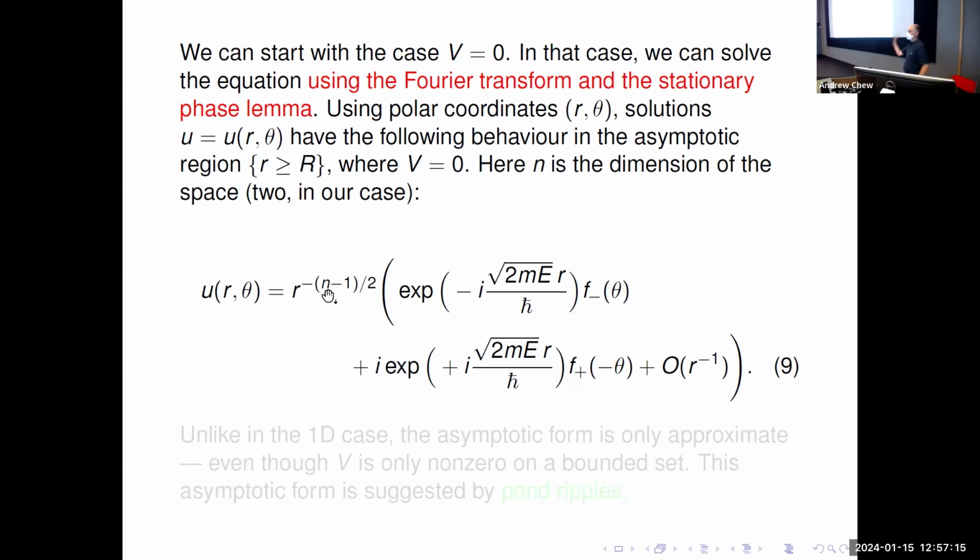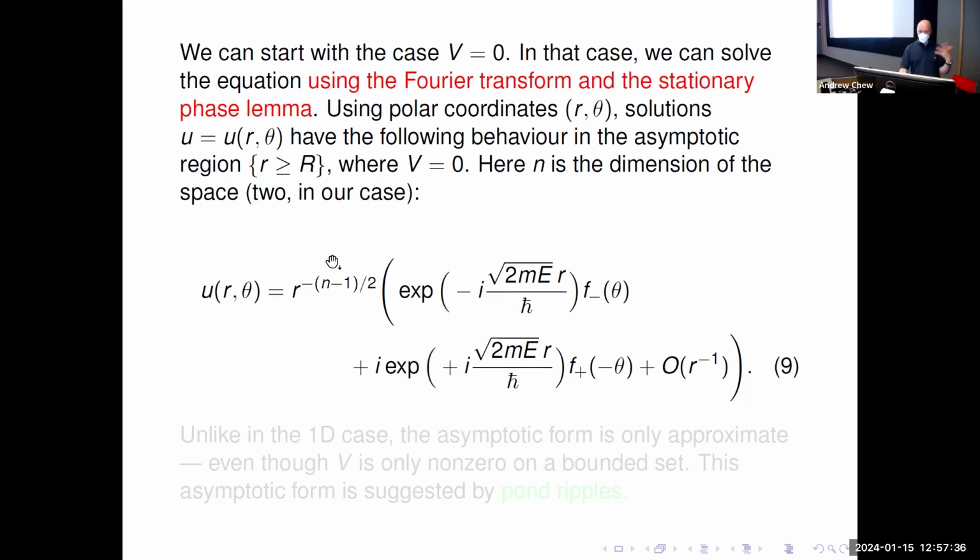But notice that if n is 1, then this is r to the 0, which is 1. So we don't have a factor there. In fact, if n equals 1, then we just have what we had before. So that's a good check. This factor is just 1. Then we have the exponential moving to the left and the exponential moving to the right.